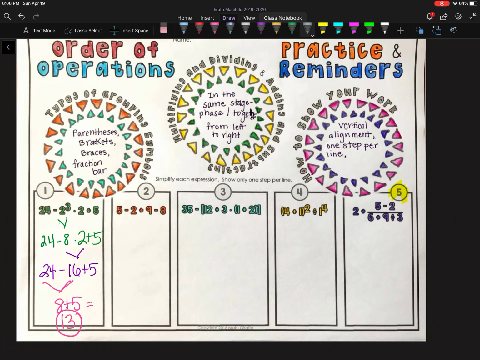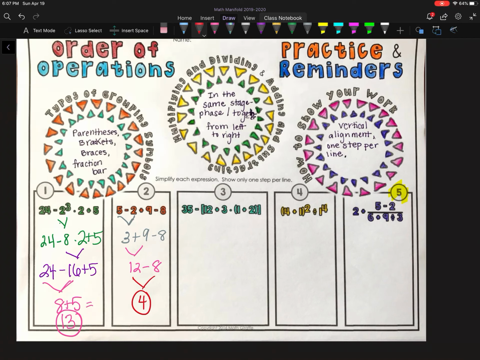Number 2 is just addition and subtraction, so I'm just going to work from left to right. So 5 minus 2 is 3. I'm going to rewrite the rest of my problem. 3 plus 9 is 12 minus 8. And then 12 minus 8 is 4. So number 2 is 4.